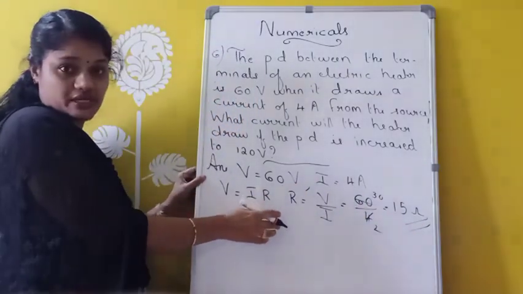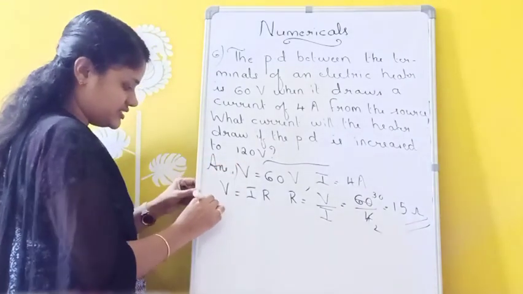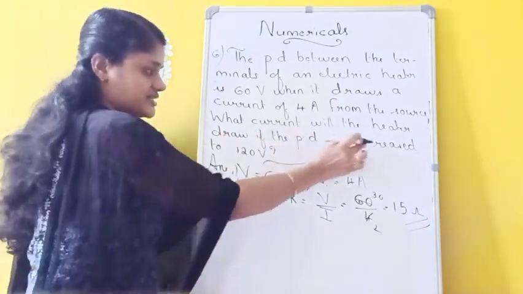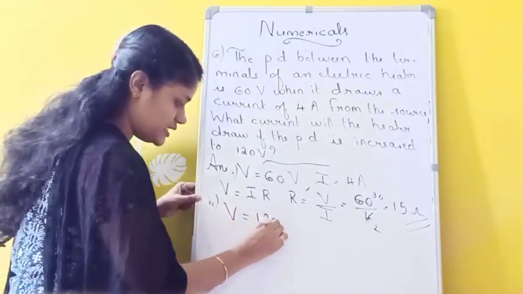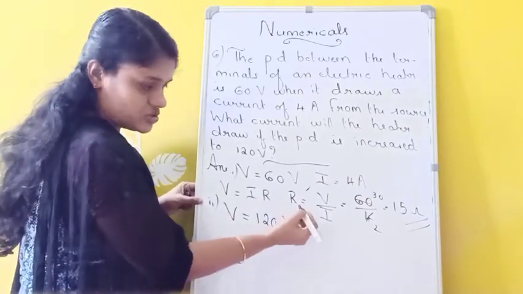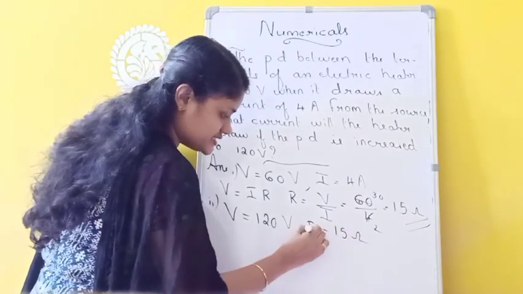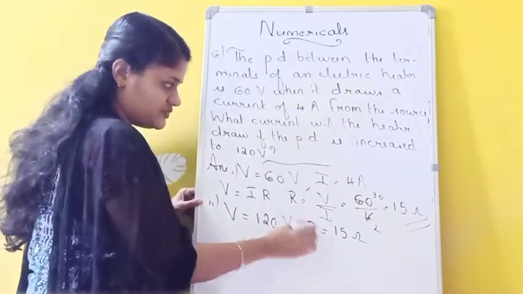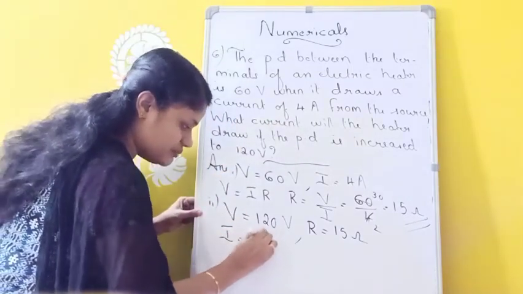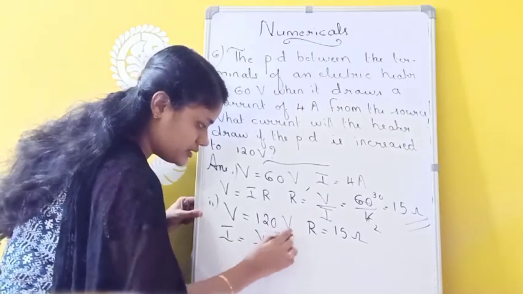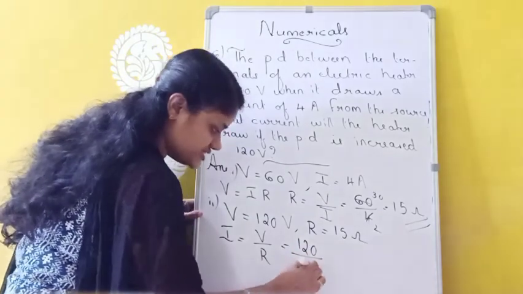So we found out which one now? Resistance. Resistance is given as how much here? 15 ohm. Then in the second part, what are they asking? Potential difference now is increased to how much? 120 volt. So potential difference V is given as 120 volt. Then what is the resistance? Already we found out now. So R equals 15 ohm. Using these two data, what do we have to find out? We have to find the current. Okay. So I equals, formula is V by R. So I equals V by R. That is equivalent to, what is V here? 120 divided by 15.